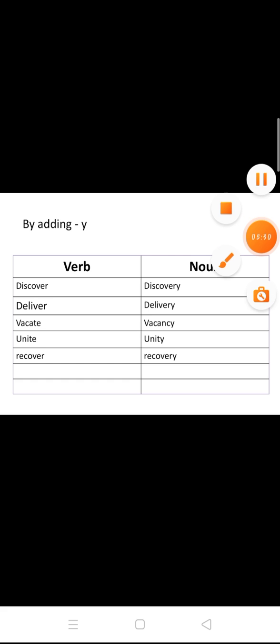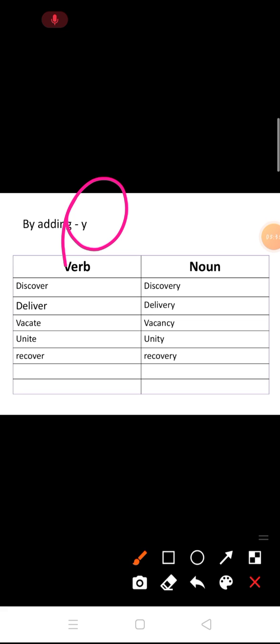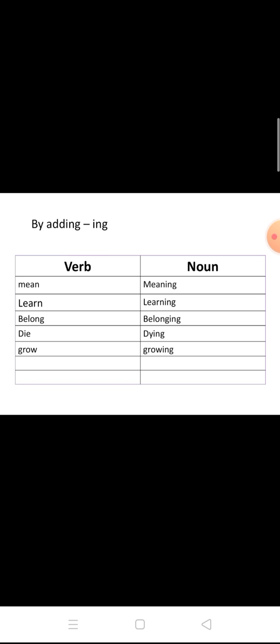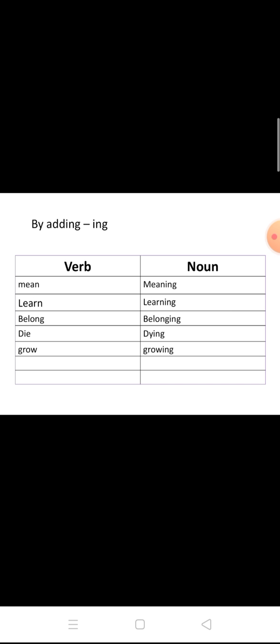The next case is of adding the suffix y. We have to add y as a suffix in these words. Discover will become discovery. Deliver will become delivery. Vacate will become vacancy. Unite will become unity. Recover will become recovery. The next is of adding ing. Mean will become meaning. Learn will become learning. Belong will become belonging. Die will become dying.